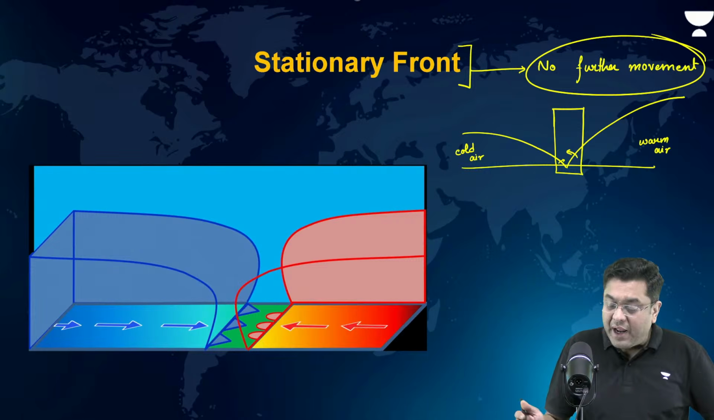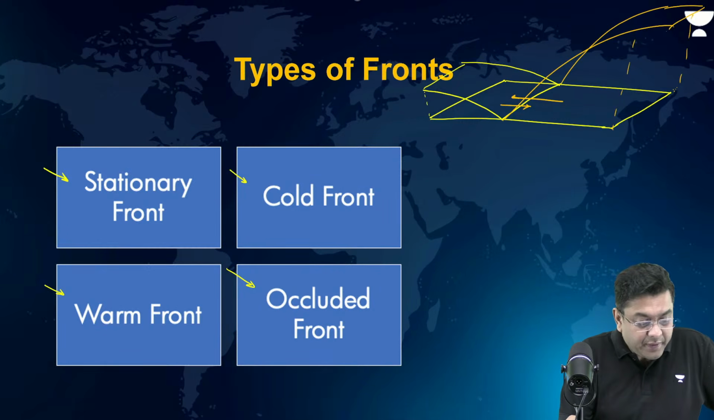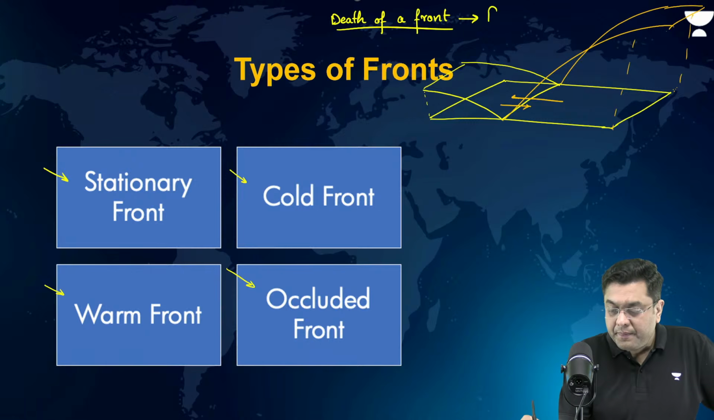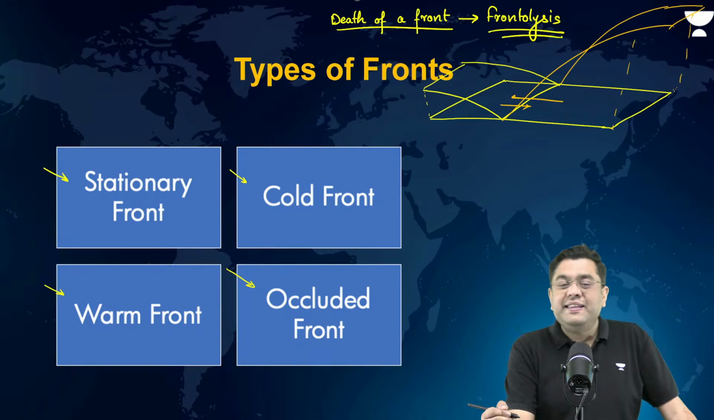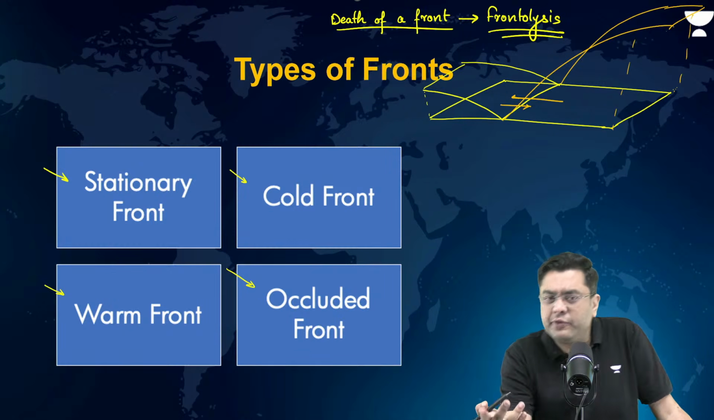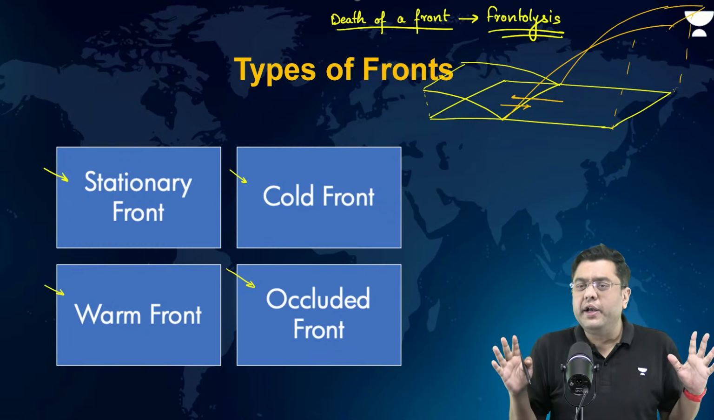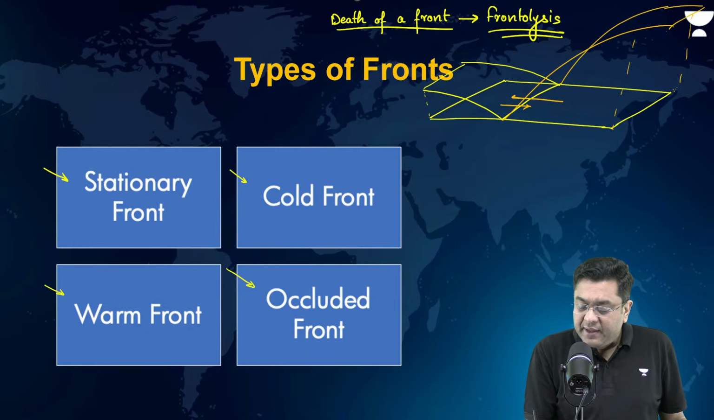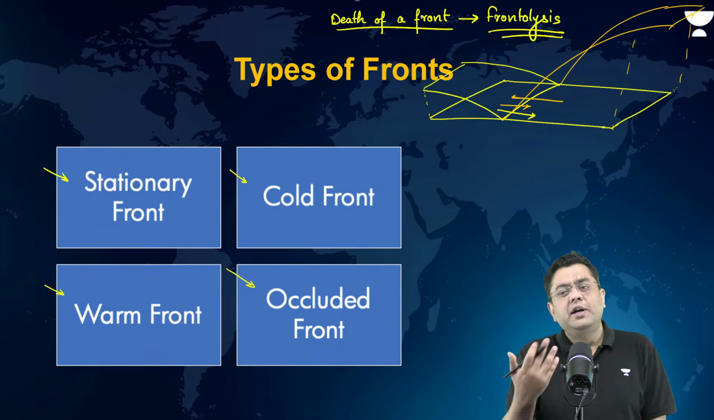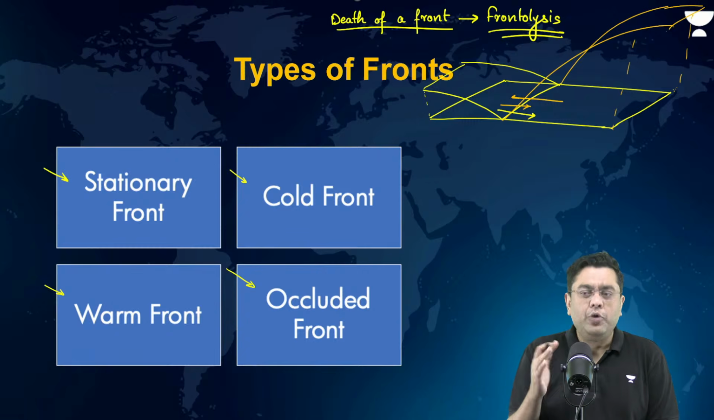So the death of a front is known as frontolysis. Okay? That is what is referred to as the end of a front. Front has ended means what? That zone of transition no longer exists. You don't have that immediate zone of transition. That is the case of a stationary front. These are the possible outcomes.